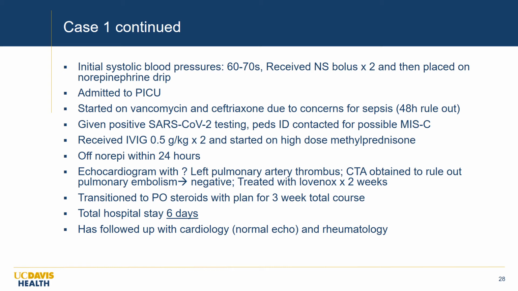His echo, interestingly, showed what looked like possibly a left pulmonary artery thrombus. So he then underwent a CT angio to rule out pulmonary embolism, and fortunately that was negative. It was thought that there was likely just artifact on the initial echo. He was treated with Lovenox due to his elevated D-dimer prophylactically for 2 weeks. He was then transitioned to PO steroids and completed a 3-week total course.